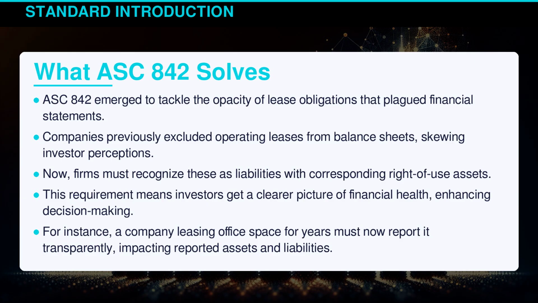ASC 842 emerged to tackle the opacity of lease obligations that plagued financial statements. Companies previously excluded operating leases from balance sheets, skewing investor perceptions. Now, firms must recognize these as liabilities with corresponding right-of-use assets. This requirement means investors get a clearer picture of financial health, enhancing decision-making. For instance, a company leasing office space for years must now report it transparently, impacting reported assets and liabilities.